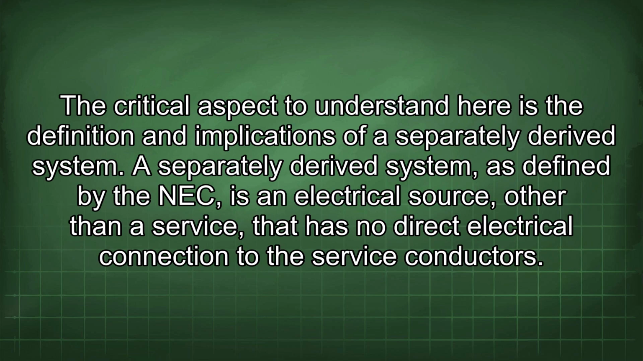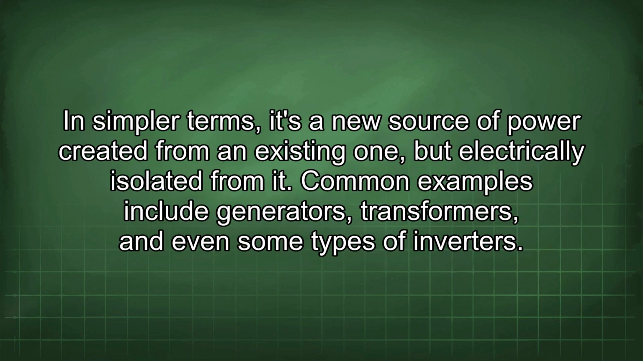The critical aspect to understand here is the definition and implications of a separately derived system. A separately derived system, as defined by the NEC, is an electrical source other than a service that has no direct electrical connection to the service's conductors. In simpler terms, it's a new source of power created from an existing one, but electrically isolated from it. Common examples include generators, transformers, and even some types of inverters.